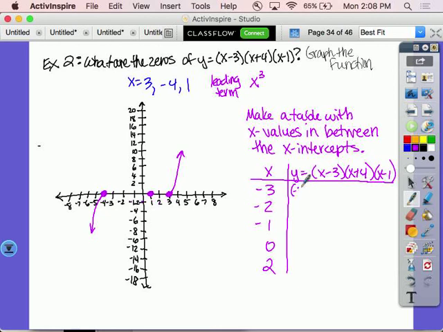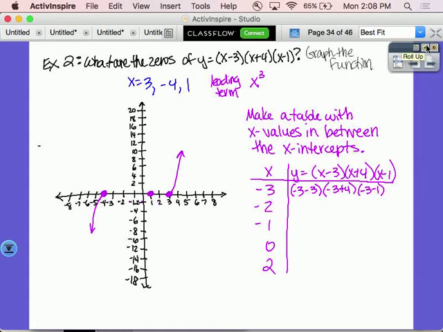So that's going to be -3 minus 3 times -3 plus 4 times -3 minus 1. Minus, plus, minus. And so, when you work that out, you end up with 24. So the first point you would plot would be -3, 24.